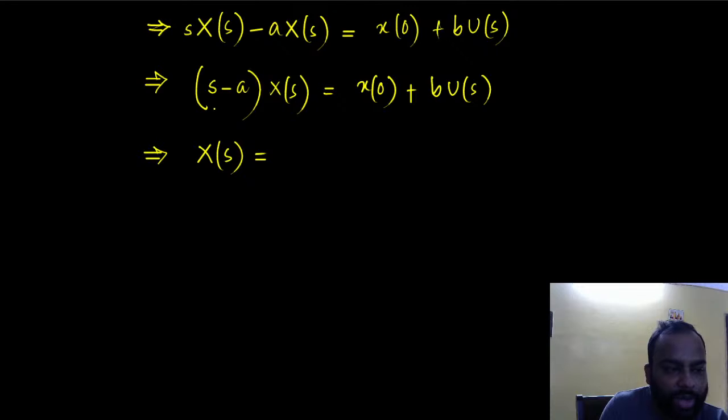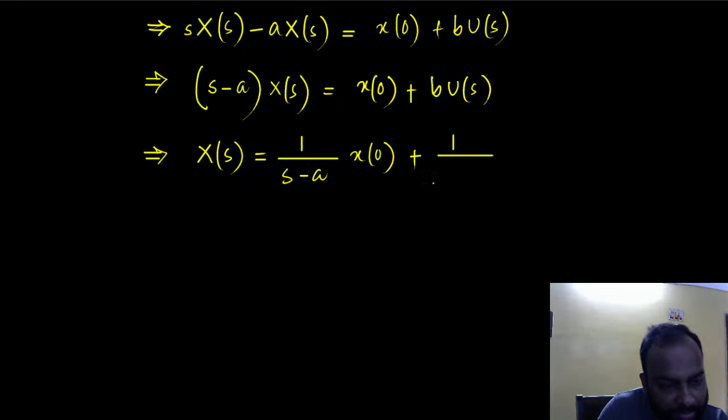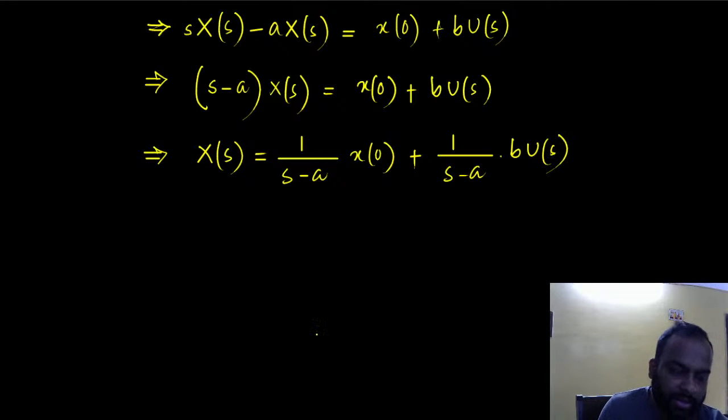Okay, so now let's bring this to the right hand side. So I shall have to divide everything by s minus a, right? So I would have 1 by s minus a times x0 plus 1 by s minus a times b times u(s), right?